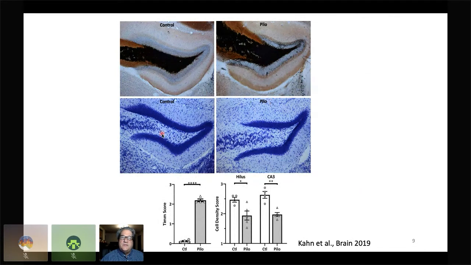And in these Nissl stains below from the same tissue, you can see that many of the neurons present in the hilus and in CA3 have died out or are thinned out in the epileptic brain. So there's significant neuronal loss. And this is plotted below in epileptic pilocarpine mice and in controls.